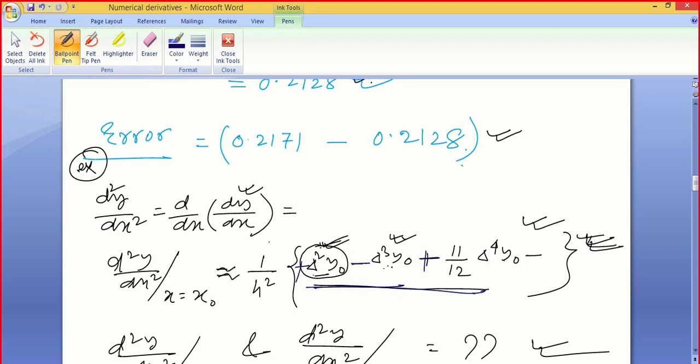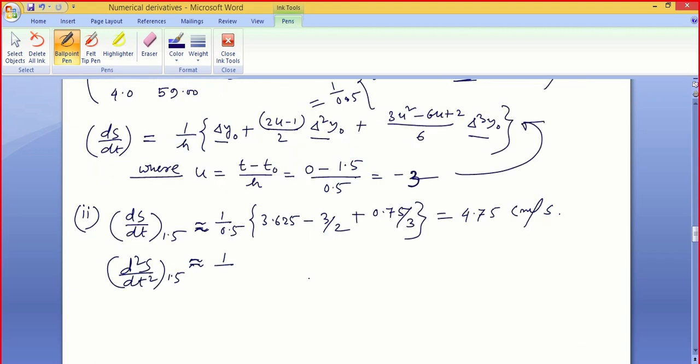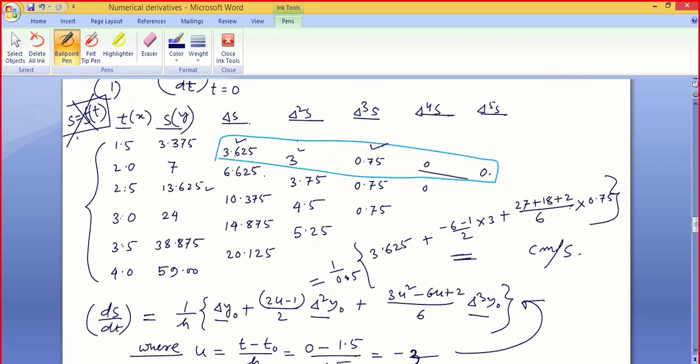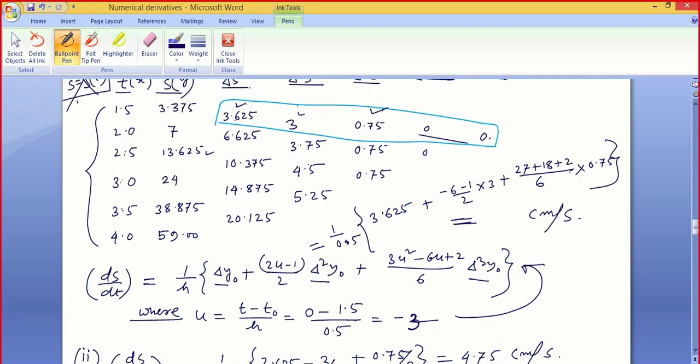In the first two terms, denominator position 1: del square y0 minus del cube y0. Here 1, here 1. And the third term is 11 by 12 del 4 y0, with 1 by h square outside. Just try to remember that formula. In the upper difference table, starting from the second difference, this is second difference, 3. Third difference, 0.75. After that, in the fourth difference, 11 by 12 you have to multiply, but 0 is there. So 11 by 12 into 0 will be 0.